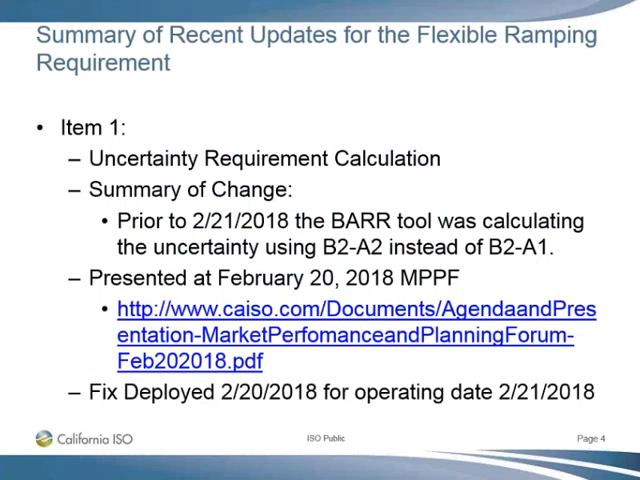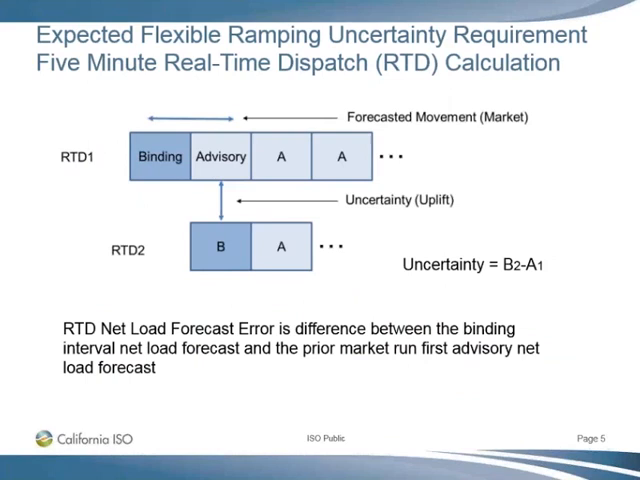So prior to 2/21, the BAR tool was calculating the uncertainty requirement, and I'll go into a different slide that explains it a little better, using B2A2 instead of B2A1. And that calculation, so instead of using B2A1, it was using B2A2. And that fix was deployed on 2/20 for operating date 2/21.